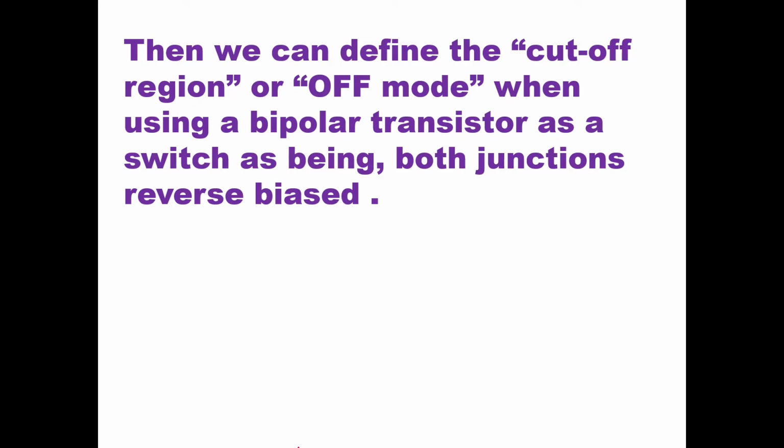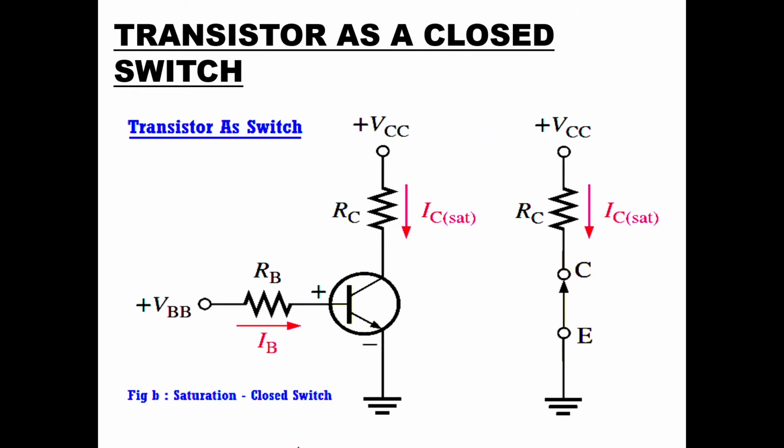Then we can also define it. We can define the cutoff region or off mode, when using a bipolar transistor as a switch, as being both junctions J1 and J2 reverse biased. Okay. Then we'll go to see the transistor as a closed switch. So even here the same type of circuit is taken. Here you are applying VCC through RC to the transistor, and to the base you are applying a voltage VBB, which makes the base current flow.